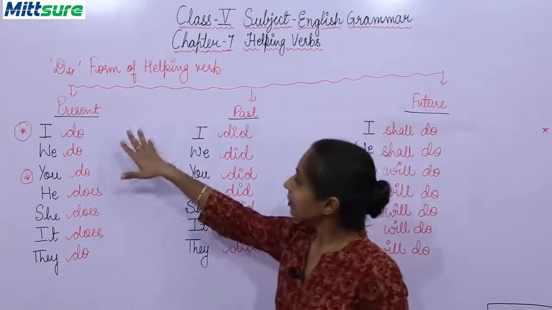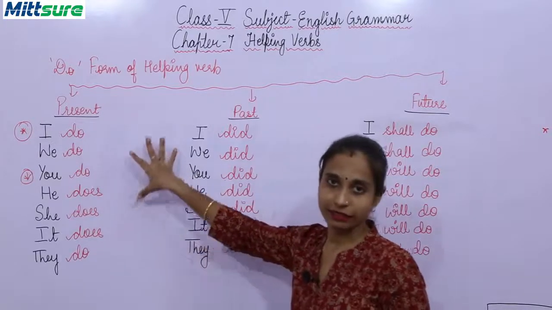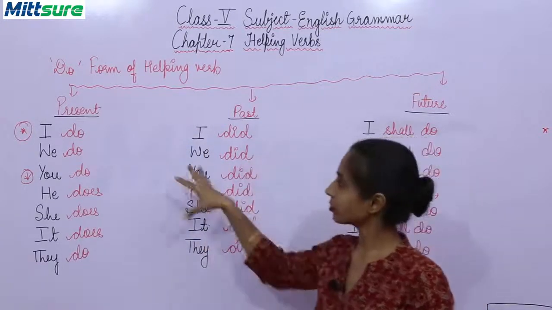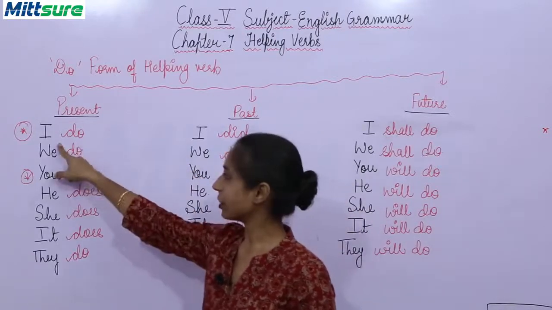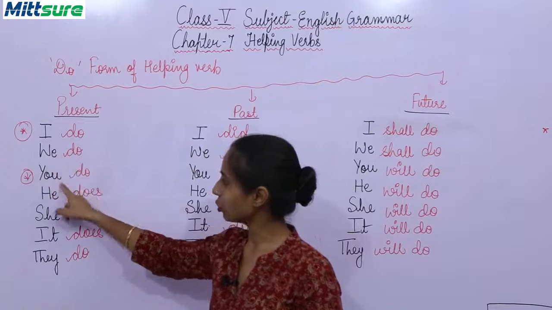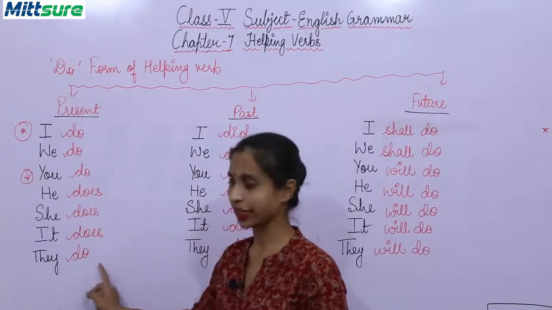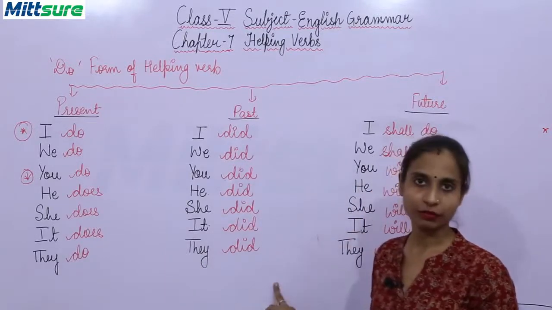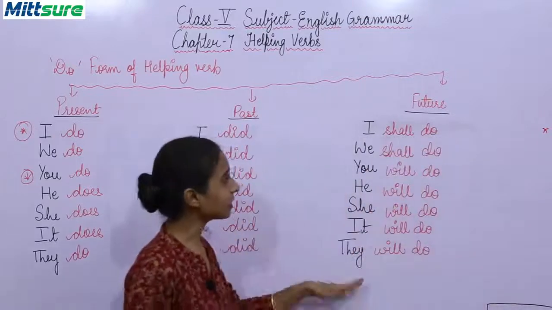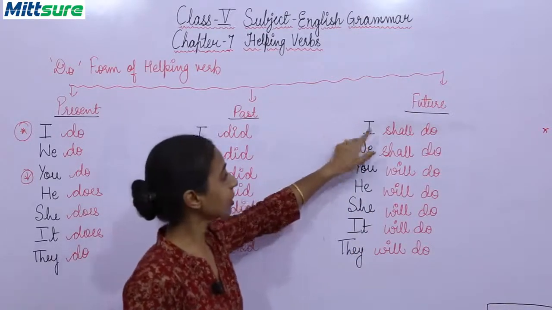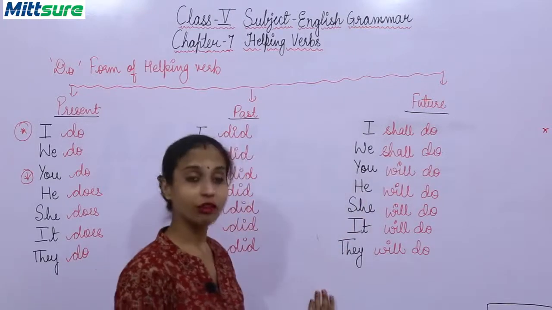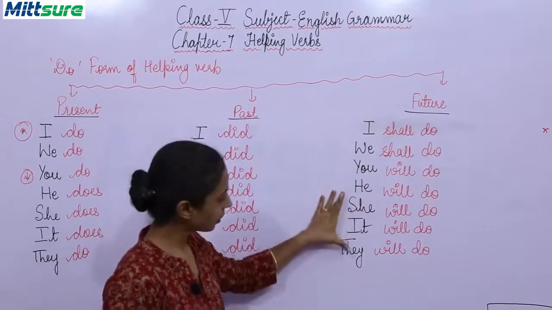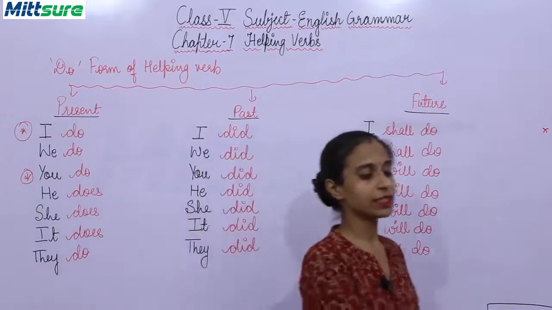Like, when we divide do forms of verbs on the basis of tense, present, past and future. Present tense, do or does. With I we use I do, we do, you do, he does, she does, it does, they do. When we talk about past tense, with all the subjects we use did. And when we talk about the future tense, with I and we we use shall do, and with the rest of the subjects we use will do. I hope this is clear to you.